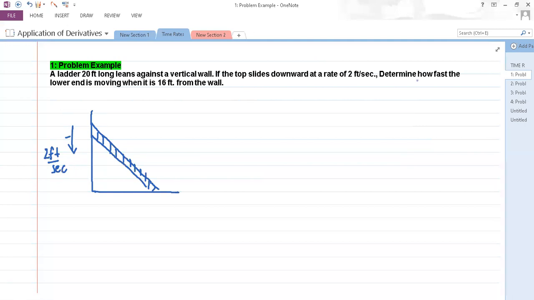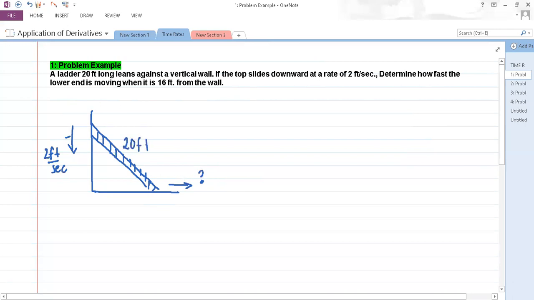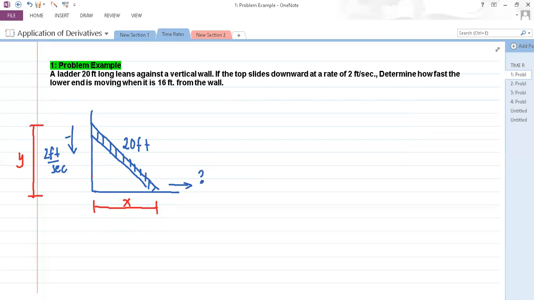Okay, so we have to determine how fast the lower end, so i-determine natin itong lower end, how fast this is moving when it is 15 feet from the wall. So ito yung required natin. Okay, so yung ladder natin is 20 feet. So let's denote our variable here. Say the height of this is y, and this is x. So that is our figure.